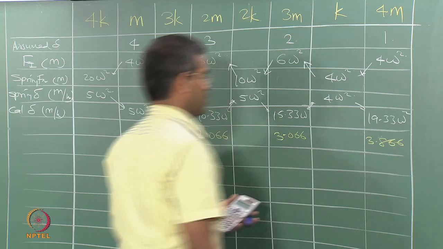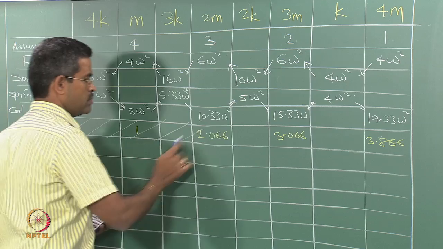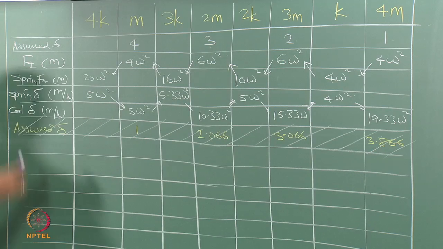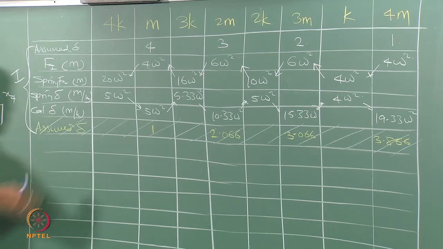We started with 4, 3, 2, 1, whereas we are getting 1, 2, 3, close to 4. So, let this be the assumed deflection now. Let us continue with the second iteration. This is my assumed value now. They are not matching, therefore, one more iteration. This is the first cycle of iteration. Assumed value is 4, 3, 2, 1. Obtained values are 1, 2, 3, 4 approximately. I have converted them to assumed values, and now I am doing the second iteration. Let us continue this now.